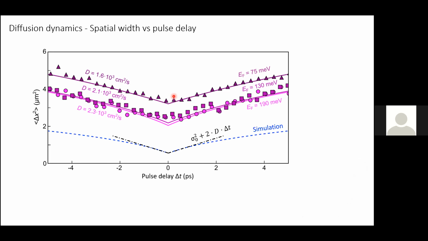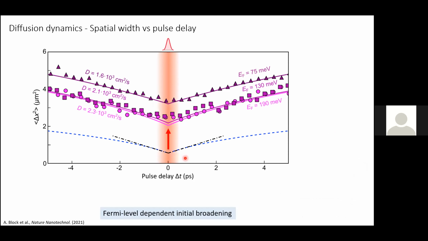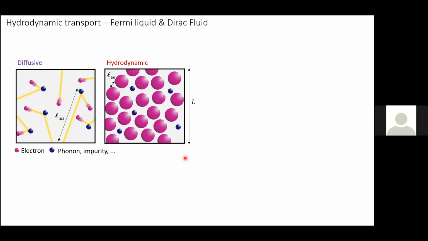But I didn't exactly tell you the truth, because the focal spot sizes we measured very precisely, and we actually think these curves should start down here. So there's something going on. There's something which we call a Fermi level dependent initial broadening. So within your instrument response time of hundreds of femtoseconds, you already got a very big spread right there in the beginning. So where could this come from? And this is actually explained in the hydrodynamic regime of transport.